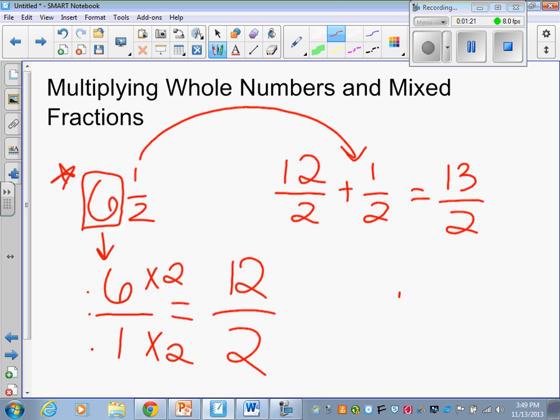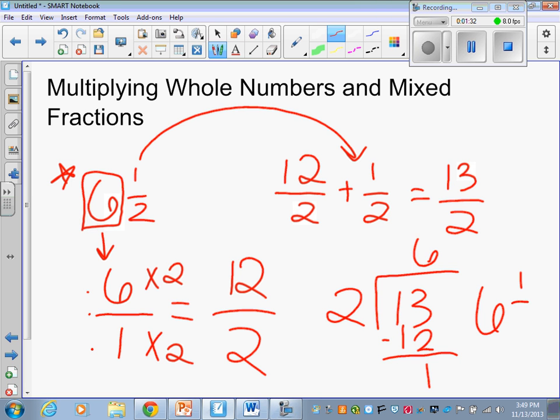I can check my work by dividing 13 by 2. And if I'm right, we should get 6 1/2. 2 goes into 13 6 times. I get 12, subtract, I get 1. We would write this as 6 1/2. So that's how you can check your answer.